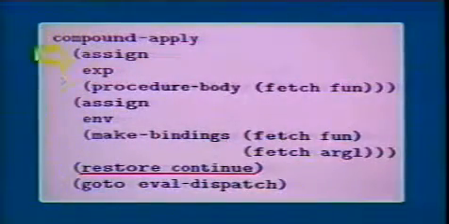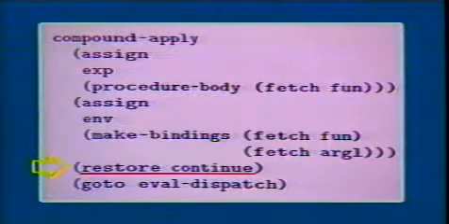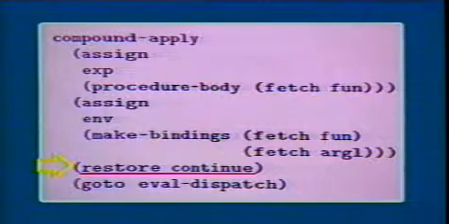Here's the actual thing that's making it tail recursive. Remember, it's the restore of continue. It's saying, when I go off to evaluate the procedure body, I should tell the eval to come back to the place where that original evaluation was supposed to come back to. So in some sense, if you want to say what's the actual line that makes it tail recursive, it's that one.